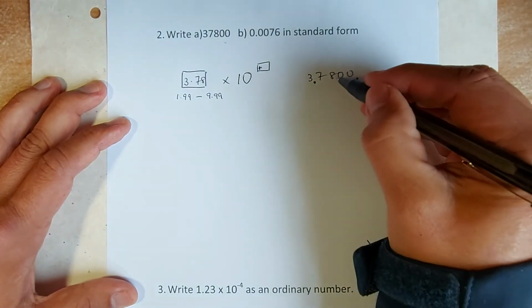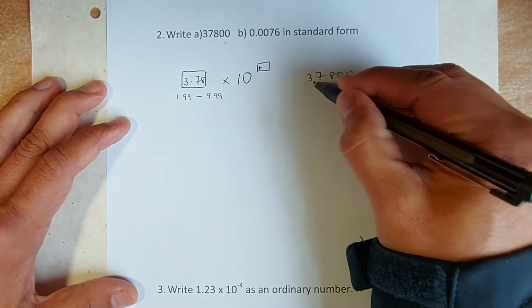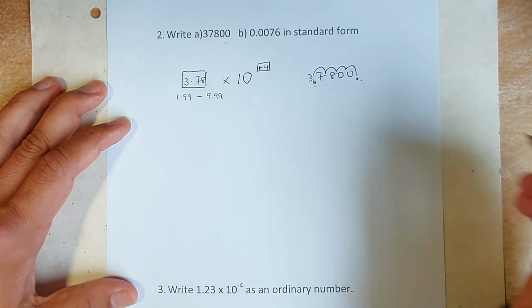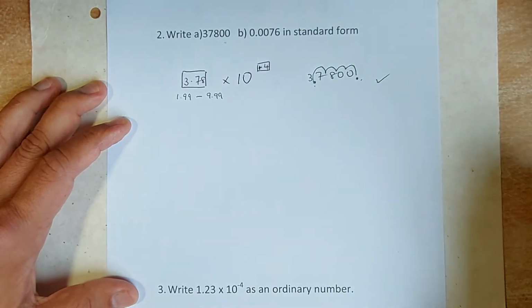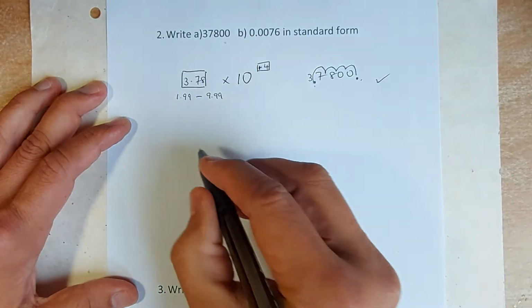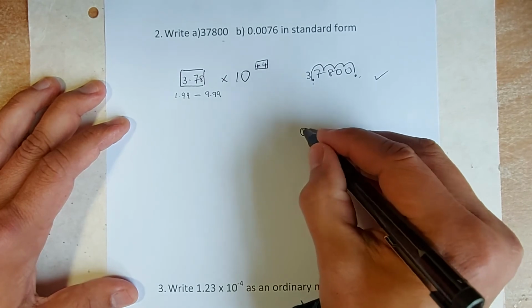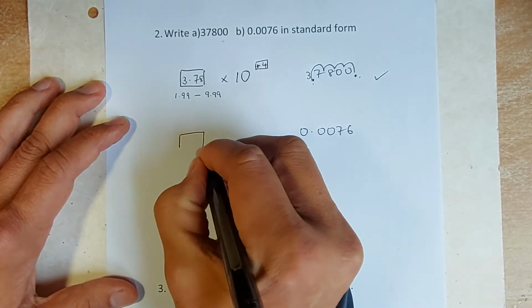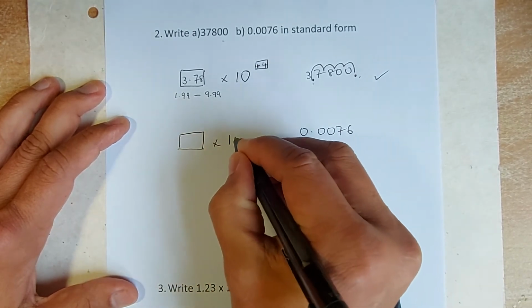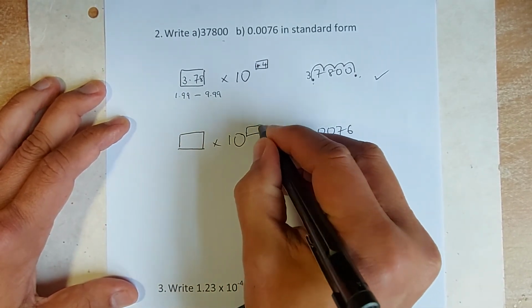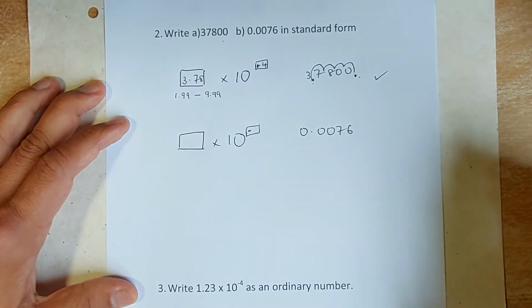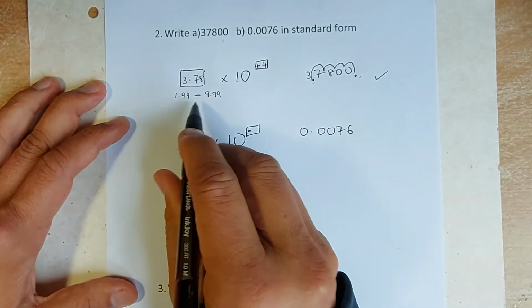And now we're going to see how far we move from here to here. We jump 1, 2, 3, 4. So it's going to be plus 4, and that will give you another mark. Similarly, now we do the second one, 0.0076. Again, we have to know whether it is a big or small number. In this case, it is less than 1, so it's going to be a negative power.